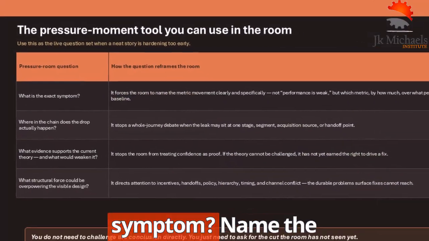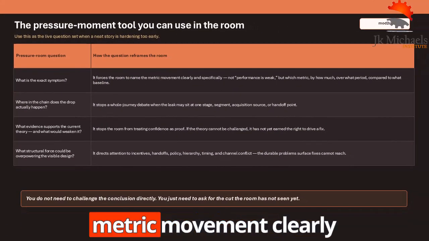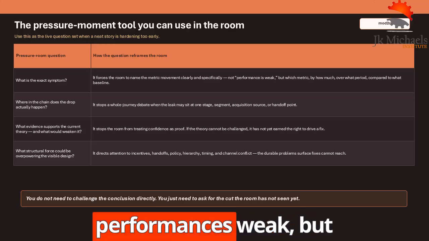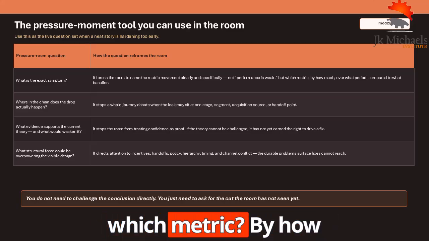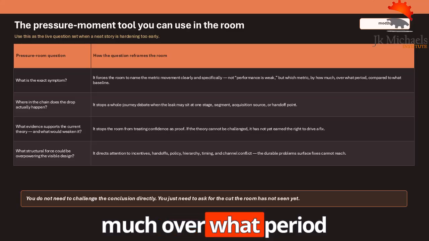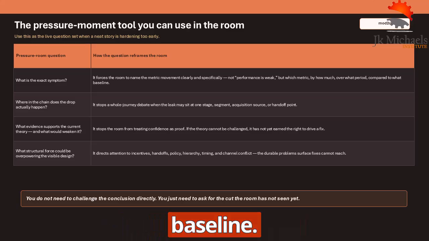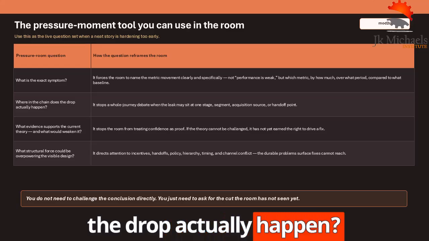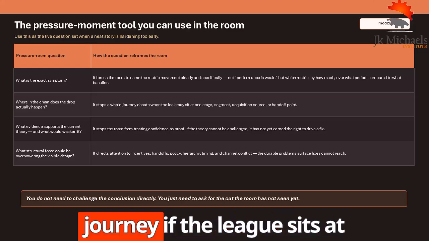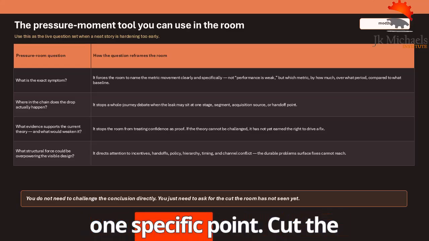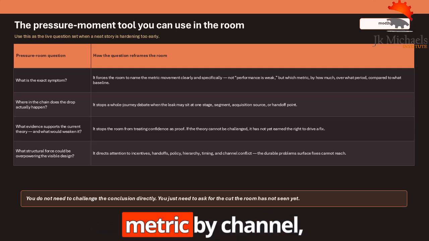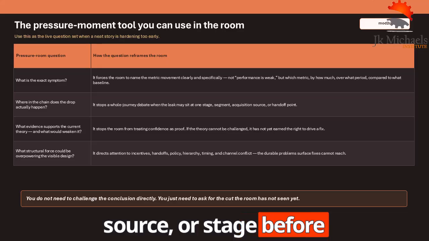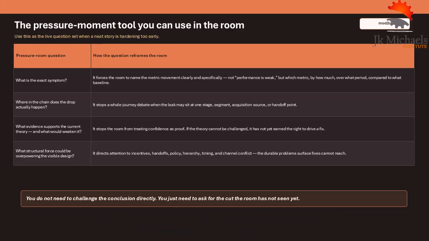What is the exact symptom? Name the metric movement clearly and specifically. Not "performance is weak," but which metric? By how much? Over what period? Compared to what baseline? Where in the chain does the drop actually happen? Do not discuss the whole journey if the leak sits at one specific point. Cut the metric by channel, segment, acquisition source, or stage before deciding what is broken.